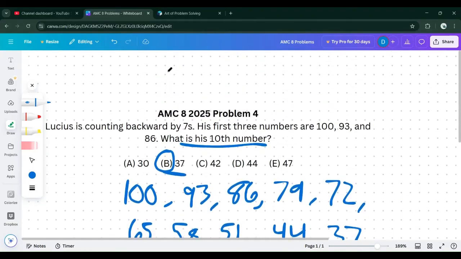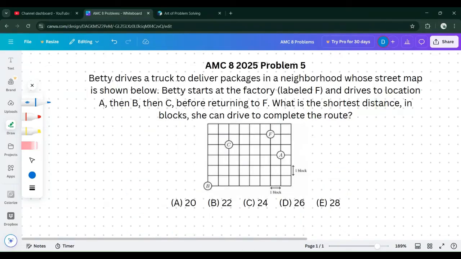Now we're going to move on to the final problem for this video, and it's going to be problem 5. So she starts at F, and she's trying to find the shortest distance. So she first drives to location A. The shortest distance from F to A is 3 blocks, and this is just using some common knowledge here. We're trying to find the most efficient route, and by doing so, we don't loop around and drive elsewhere that we don't need to. And the most efficient is just going down 2 and right 1 for a total of 3 blocks.